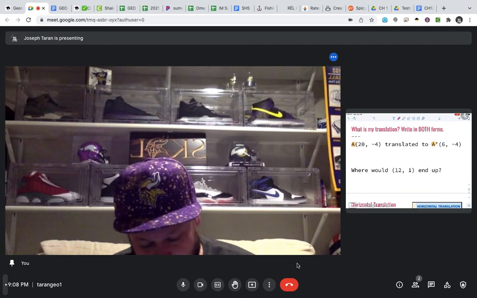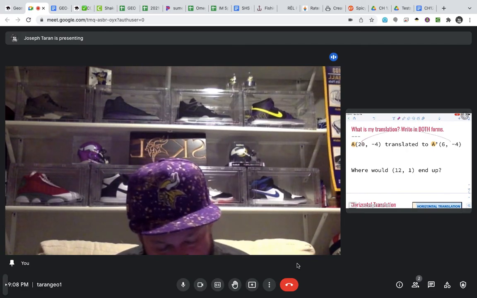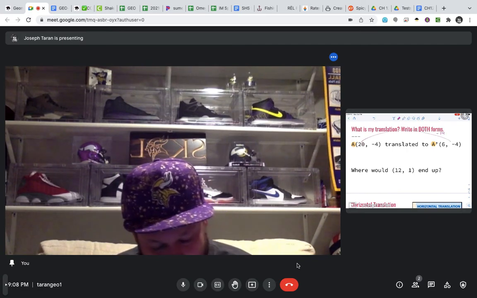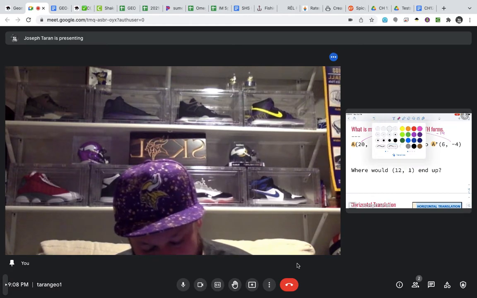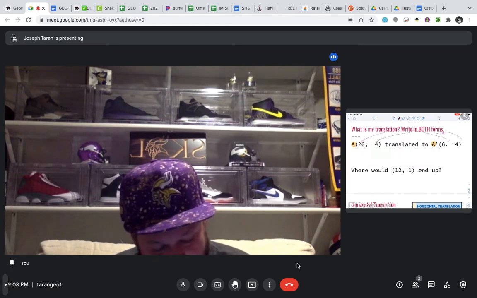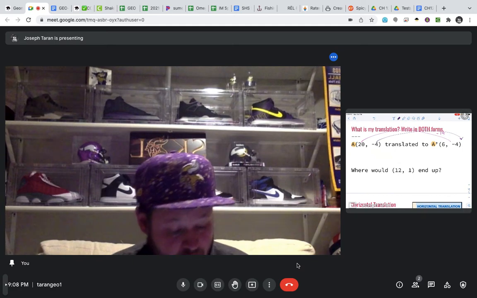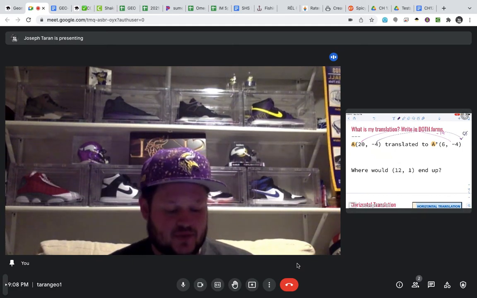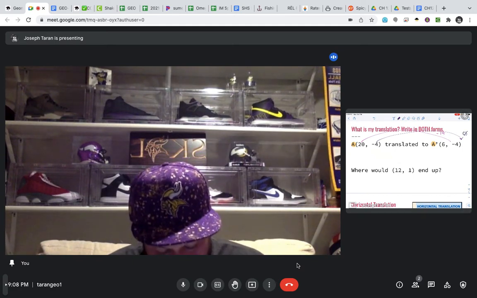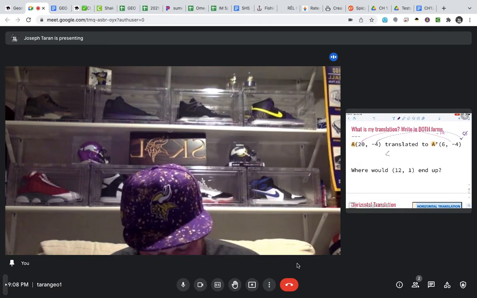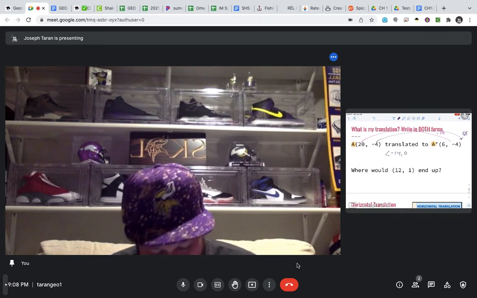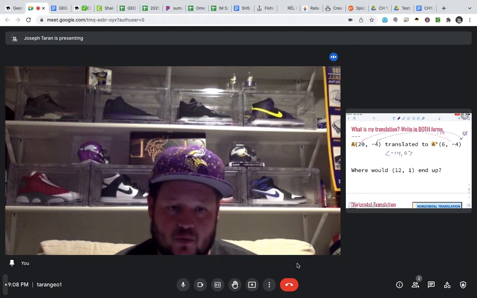So from 20 to 6, looks like we're subtracting 14. And from negative 4 to negative 4, looks like we're not doing anything. Right? I'm not doing any change. So I'm going to put a 0 there. So in my two forms, it looks like it's going to be negative 14 comma 0. Because we're not changing the y at all.